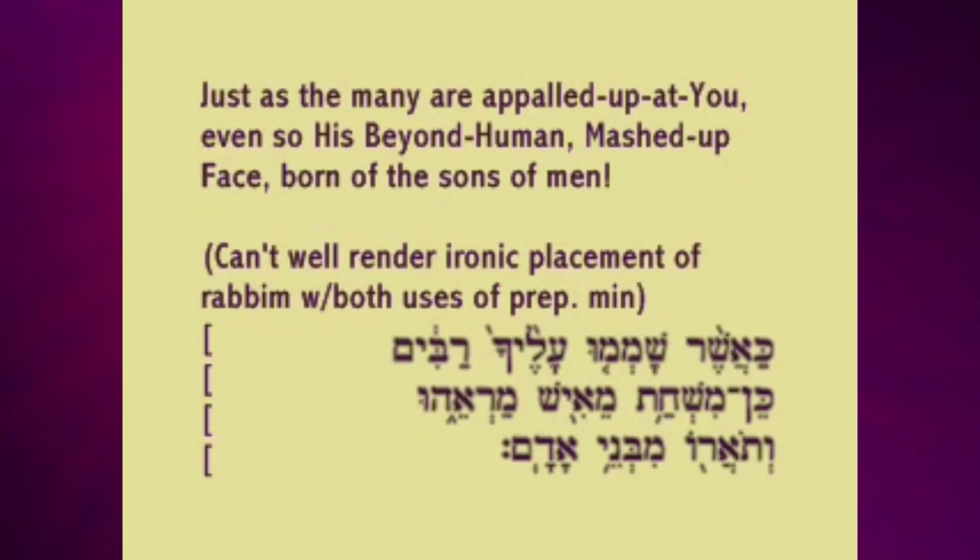Okay, so: ka'asher shamu aleka rabim, ken mishchat meish marehu wetoaro mibeni adam. Isaiah's contrasting the irony of here he is, the guy who came down, that was in verse 13, who comes down, avdi, my slave son, who is God, comes down, who's going to be raised up. Well, yeah, this is how he's raised up. He's coming down in order to get beaten up for us.